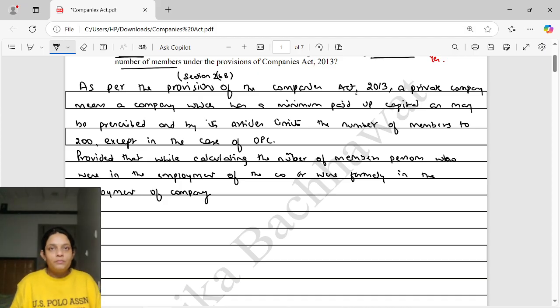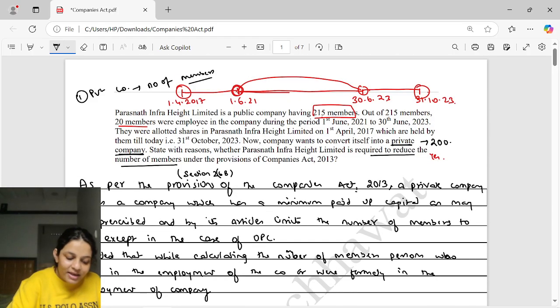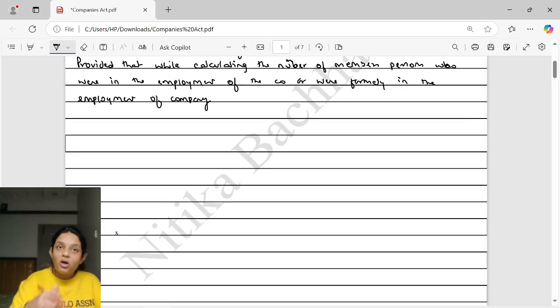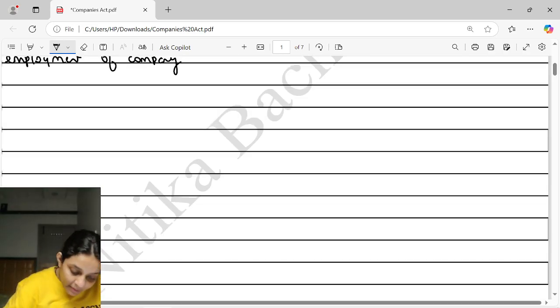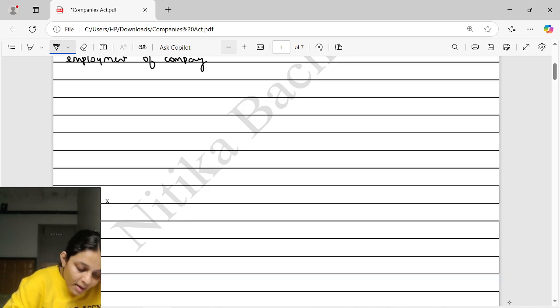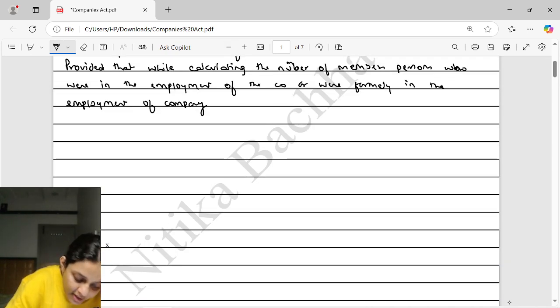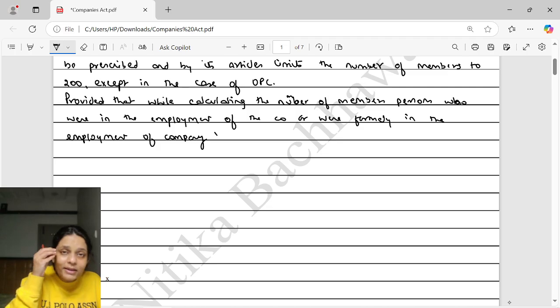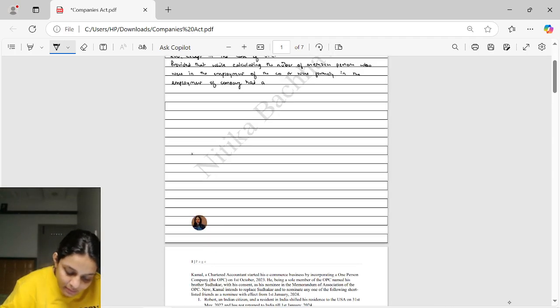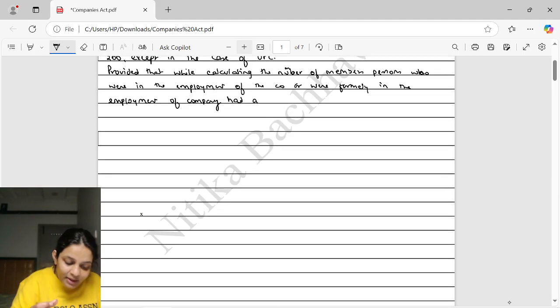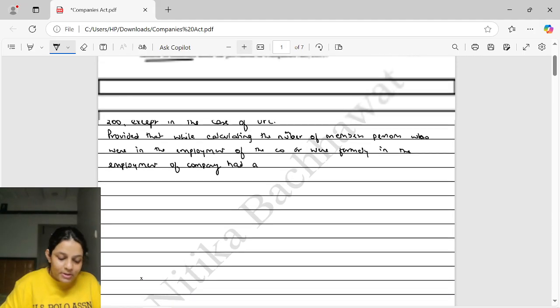It's okay. But if you just write ex-employees, it's wrong because then this whole answer would change. So if you don't write the full provision, your answer will be different. You cannot just write ex-employees of the company. Those who were formerly in the employment of the company and had acquired shares while in such employment. This is the key point. You cannot miss this. Had is the technical term on which basis my answer is coming.